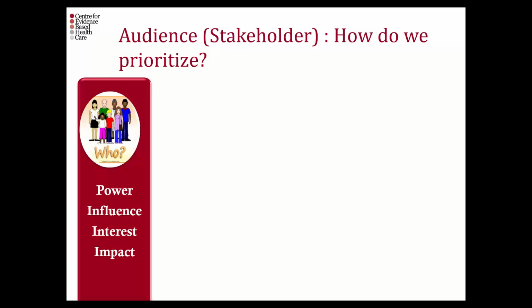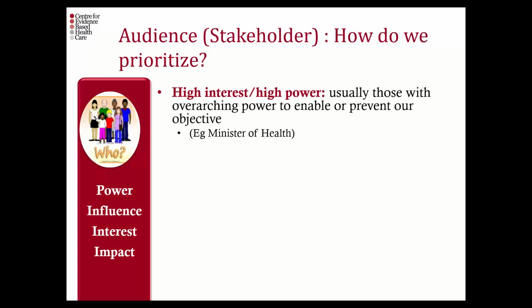And what kind of interest do they have, and what is the impact on them? It might be quite different for different stakeholders. So then the question is, after you've done a stakeholder analysis, which is a really important first part of all of this, how would you prioritize?